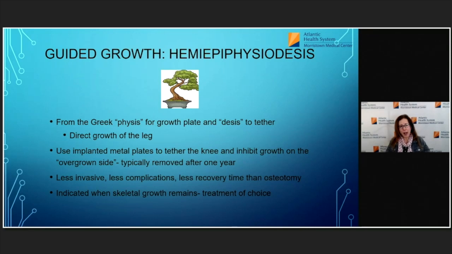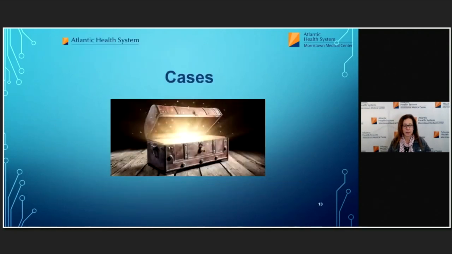So in your knock knee patients, you're going to tether the inside of the leg and let the outside grow so that it will catch up and the legs will straighten out, and the opposite in someone that's bow-legged. This is less invasive, there are fewer complications, and less recovery time than an osteotomy. And this is indicated when the patient is skeletally immature, and it is the treatment of choice.